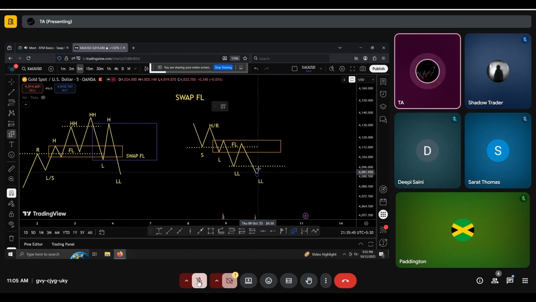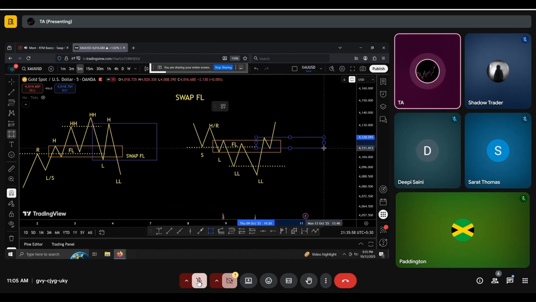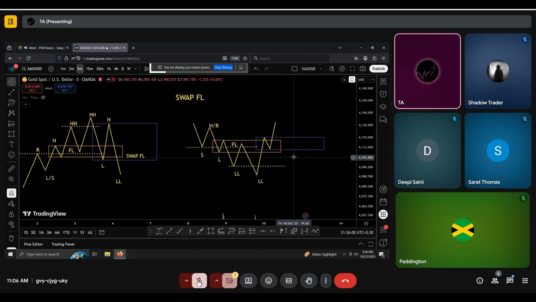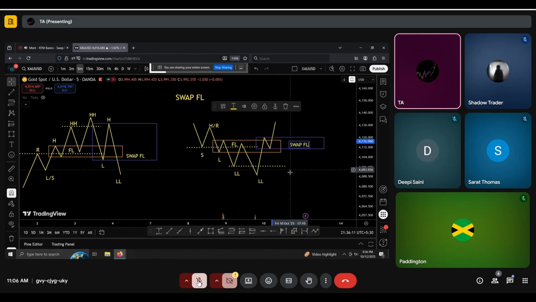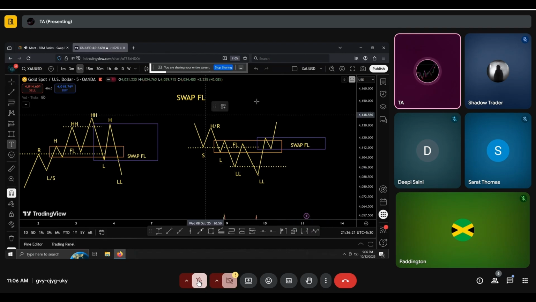So when price goes up, breaks this box to the upside, pulls back, and then goes up again, a box will be formed here, a zone is formed here, and this will be called swap FL, right? Why is this called swap FL? This is the swap of the FL. After the breaking of the FL zone, this box is created, so this will be called a swap FL.